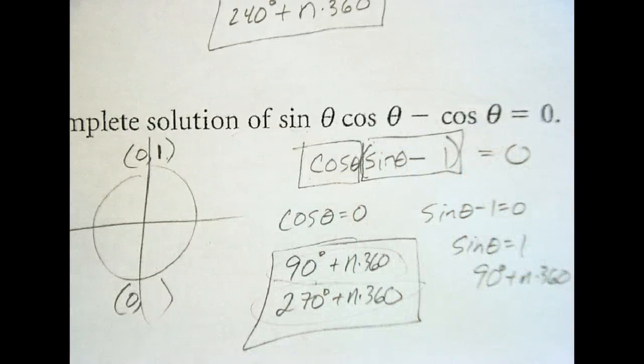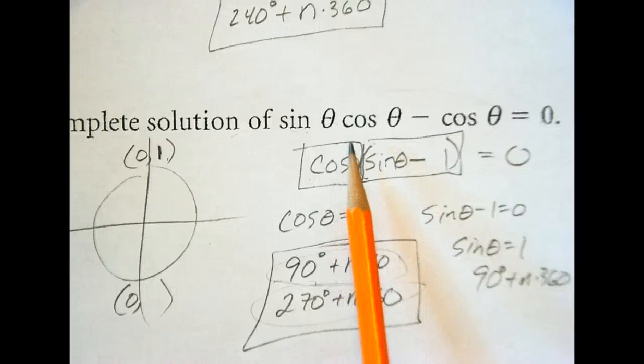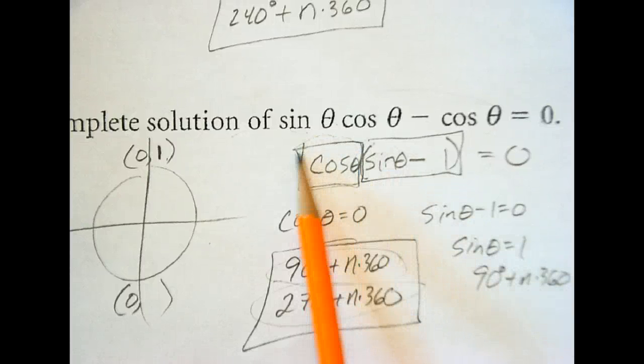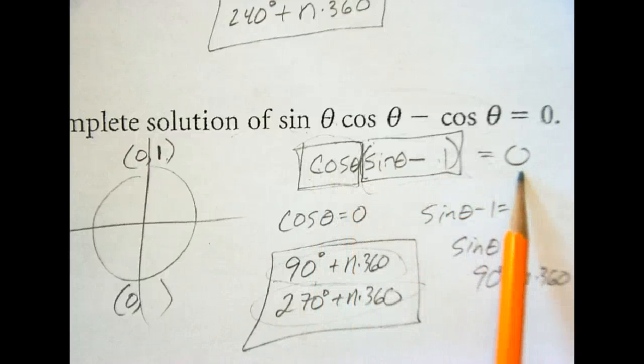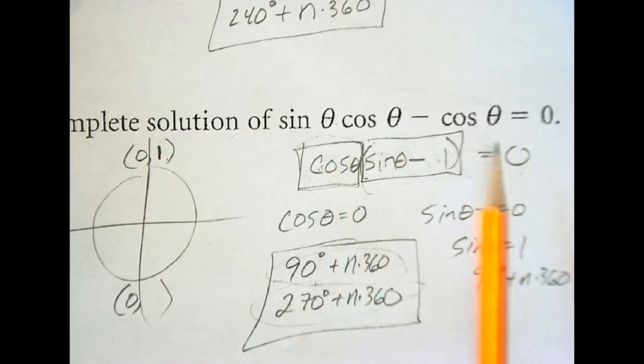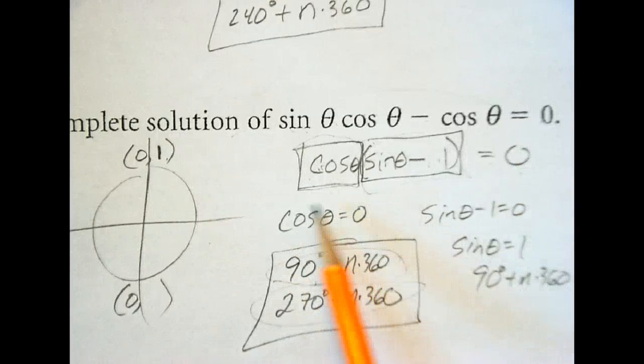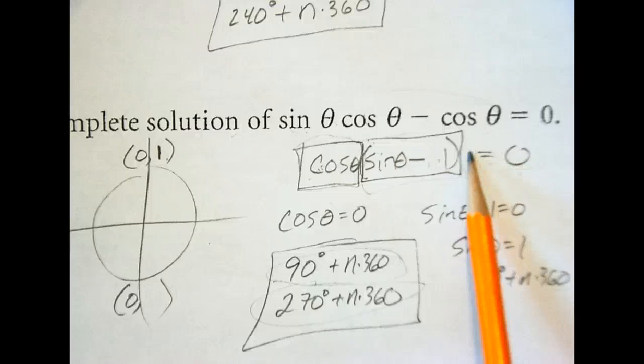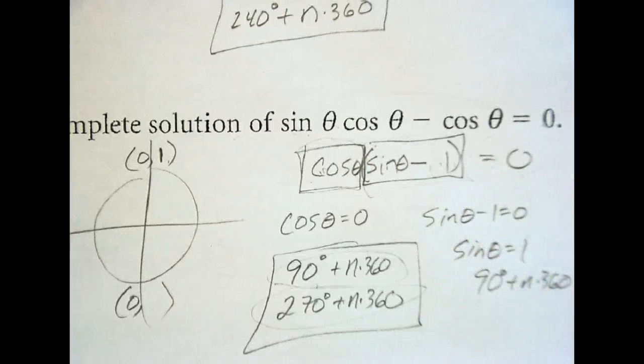Why do you have to set each part equal to 0? Because if you're multiplying this by this to make 0, the only way you can multiply two things together to get 0 is if one of those two things is 0. So you're setting this part equal to 0 and solving, and then that part equal to 0 and solving. That'll give you all your solutions, kind of like we did with quadratics. Other questions?